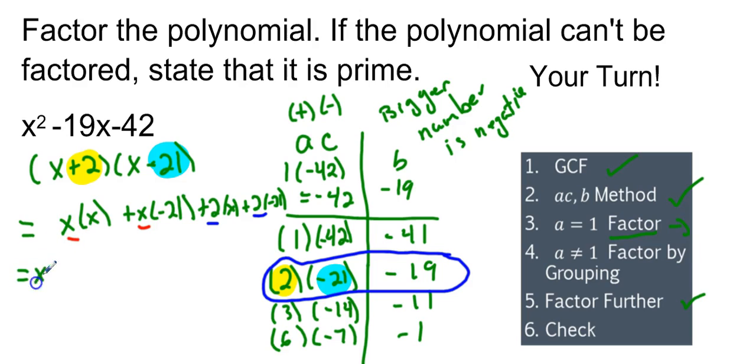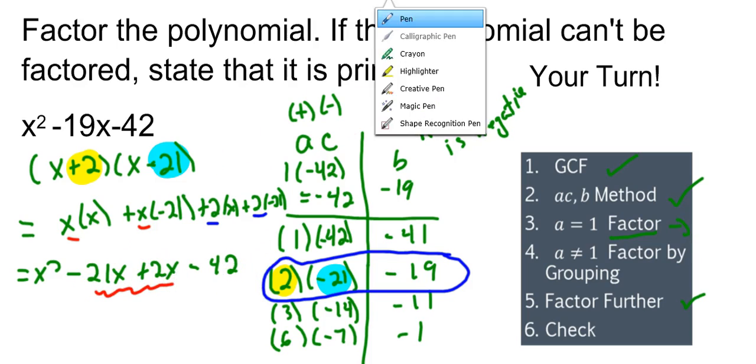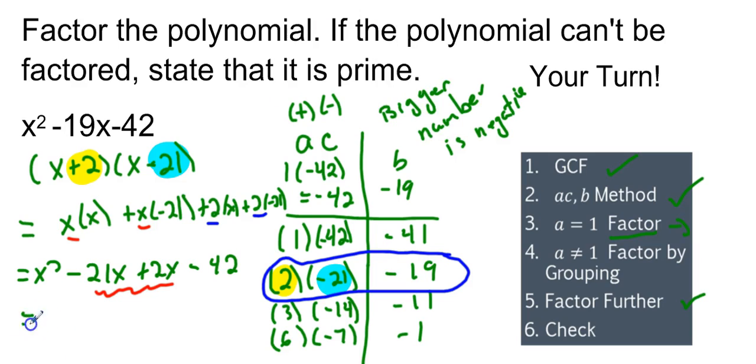So what do I get out? I get x squared minus 21x plus 2x minus 2 times 21, which would be 42. And then I got some like terms right here, so I will combine that. x squared, negative 21 plus 2 is negative 19x, minus 42. Does it check out? Yes, there it does. And just to show, this is from multiplying the 2 and the x by it. That's why I highlighted it.